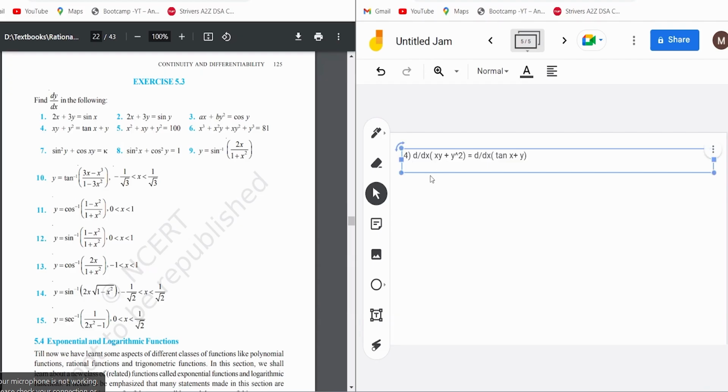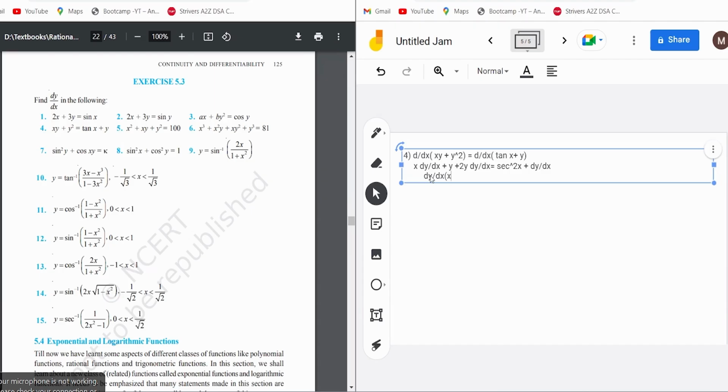So d by dx of xy would be first function as it is, differentiation of second function dy by dx plus second function as it is, differentiation of first function x, d by dx of x is 1, plus y square का क्या होगा, ये तो अपन कई बार कर चुके हैं, 2y dy by dx, क्योंकि y का x के रिस्पेक्ट में करें, तो पहले y स्क्वायर का 2y आया, फिर y के लिए dy by dx, equal to tan x का डिफरेंशिएशन होता है sec square x plus dy by dx, सिंपल। ठीक है, फिर अपन लोग dy by dx को कॉमन ले लेंगे.